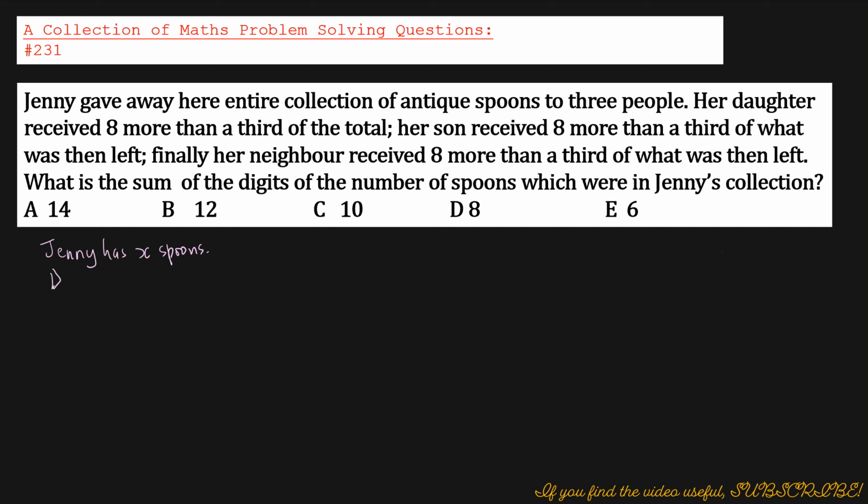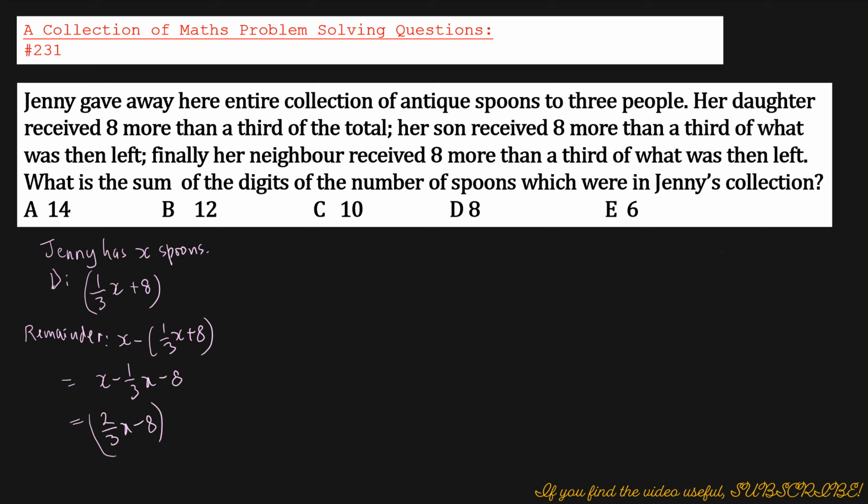So if I say D is the daughter, the daughter would receive one third of X. The daughter gets 8 more than a third of the total: one third of X plus 8 spoons. So how many spoons are remaining? We have to work out the remainder. The remainder would be X minus (one third of X plus 8), and removing the bracket, that would be 2/3 X minus 8. Now that is the remainder.